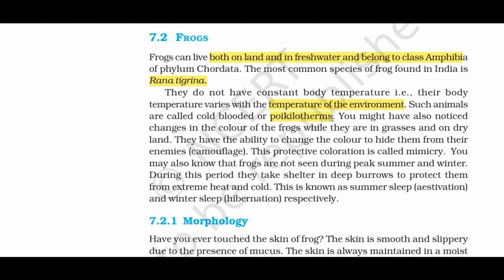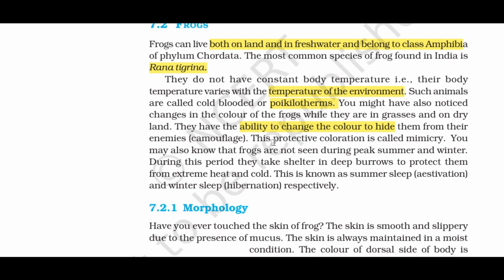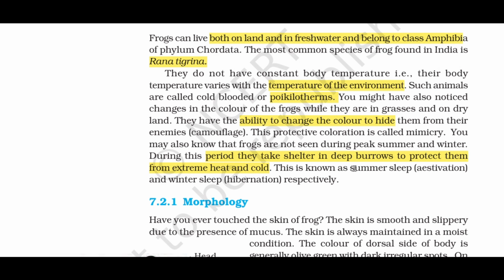You might have also noticed changes in the color of the frogs while they are in grasses and on dry land. They have the ability to change the color to hide them from their enemies, camouflage. This protective coloration is called mimicry. You may also know that frogs are not seen during peak summer and winter. During this period they take shelter in deep burrows to protect them from extreme heat and cold. This is known as summer sleep, estivation, and winter sleep, hibernation, respectively.